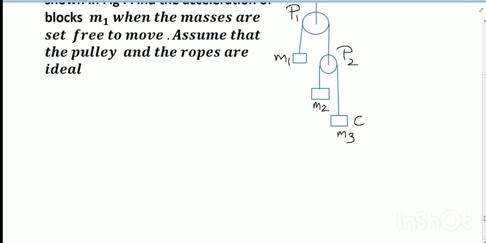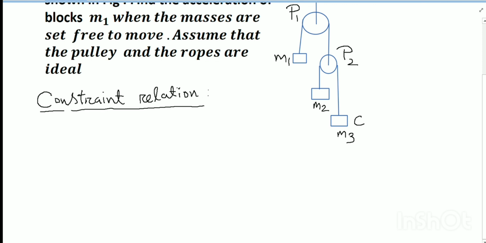Newton's laws of motion, constraint motion. This problem is for class 11 or 12 level. In the arrangement of a pulley, rope, and mass shown in the figure, find the acceleration of block M1 when the masses are set free to move. Assume that the pulley and the ropes are ideal.